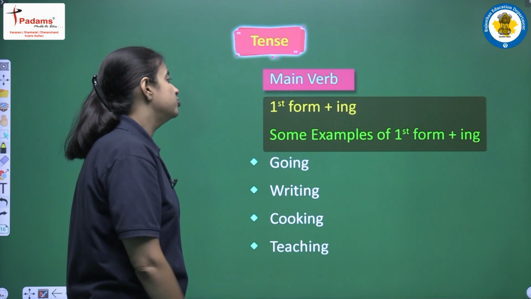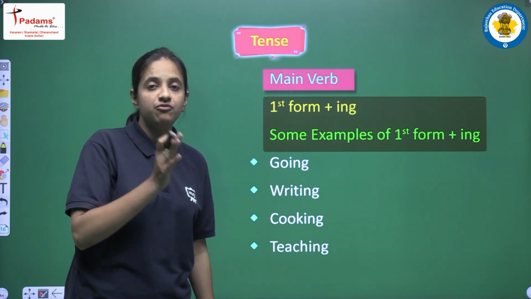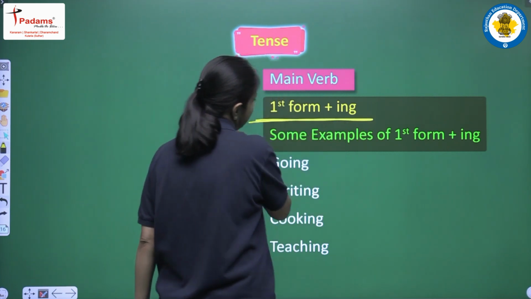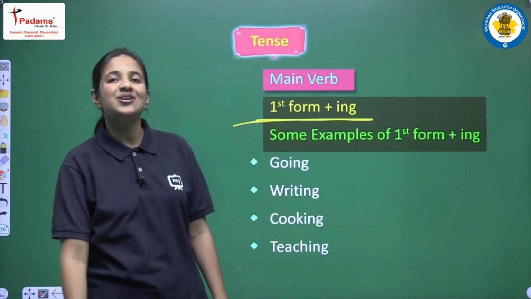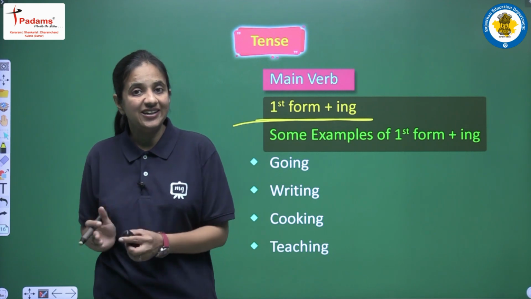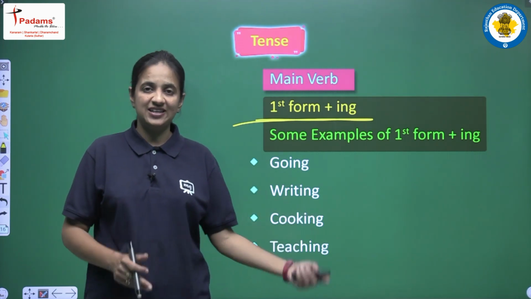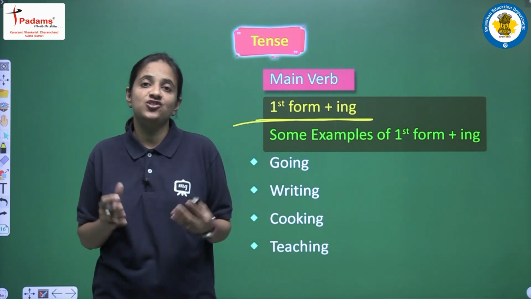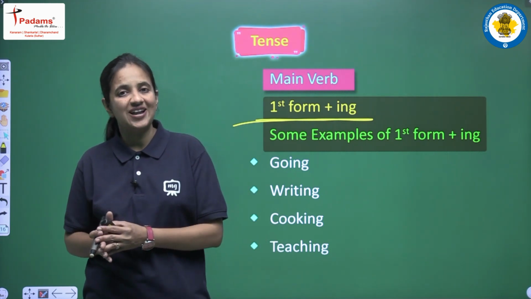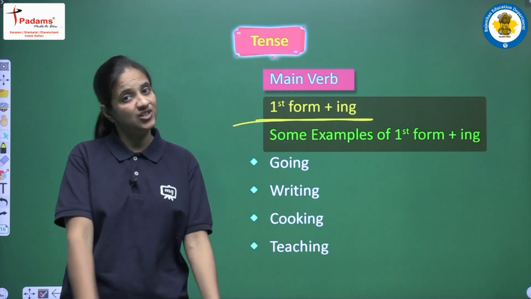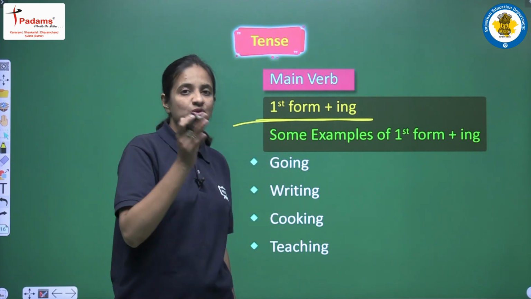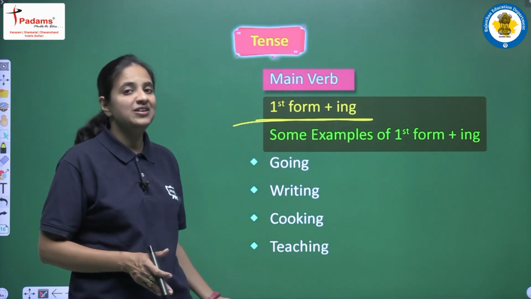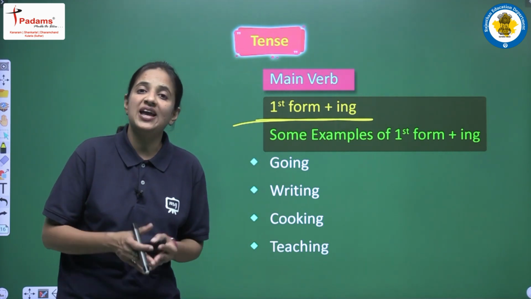Okay, next moving ahead, we are having the main verb. So let's see. So in this tense, that is present perfect continuous tense, we have to use first form plus ing. So इससे पहले हमने present continuous tense पढ़ा था. In that tense also we were using first form plus ing. So one thing is clear here, that is in continuous tense, the structure of a continuous tense is always we are having first form plus ing. Okay, so in this tense also we have to add ing along with the first form.